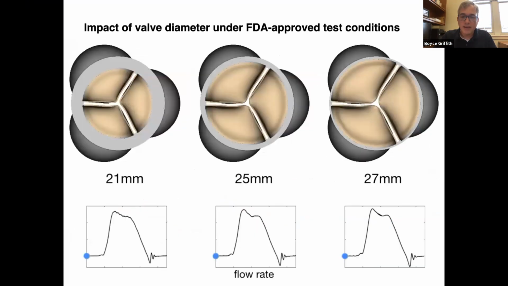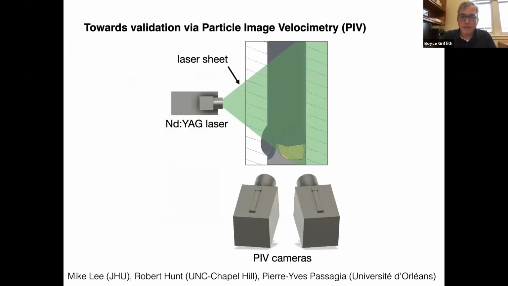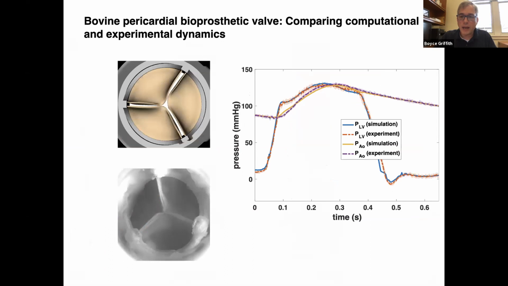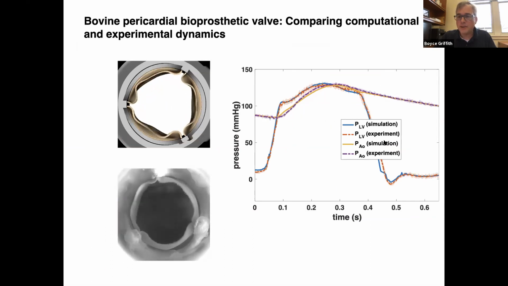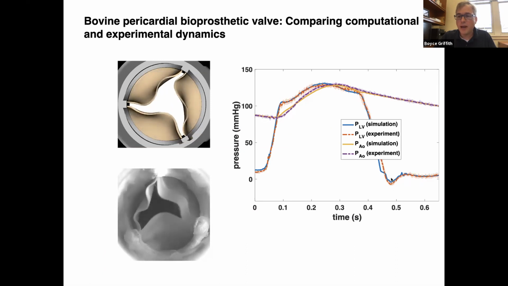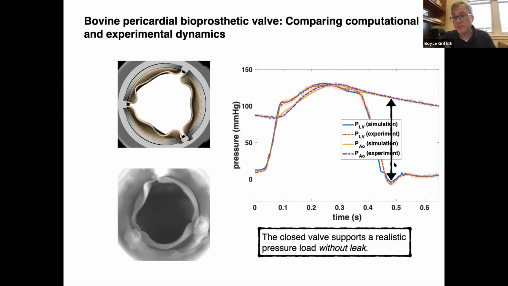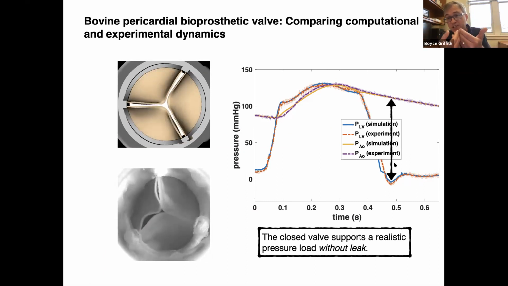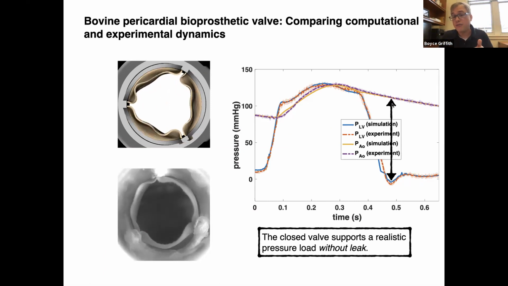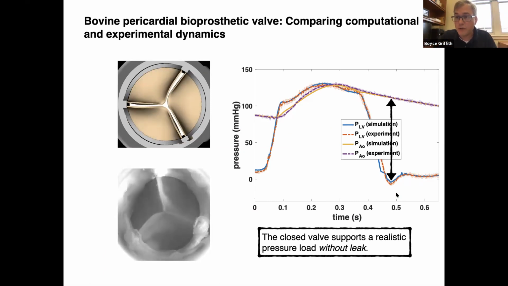The result is that, for instance, if you look at this plot here, this is the transvalvular pressure difference when the valve is closed. The leaflets can't interpenetrate each other. They're generating a force that prevents there from being flow. And so you get the pressure difference across the valve that you want.